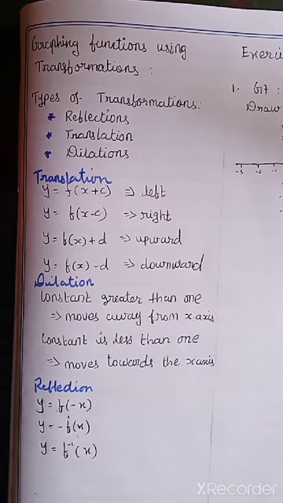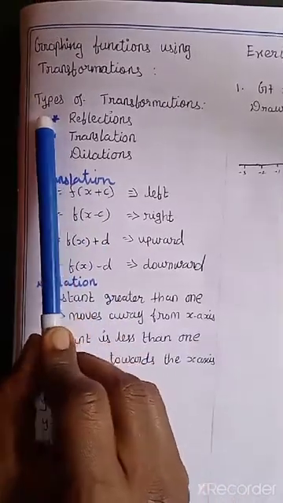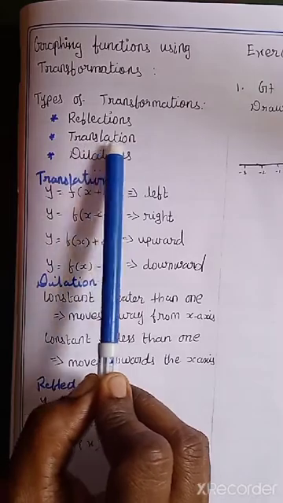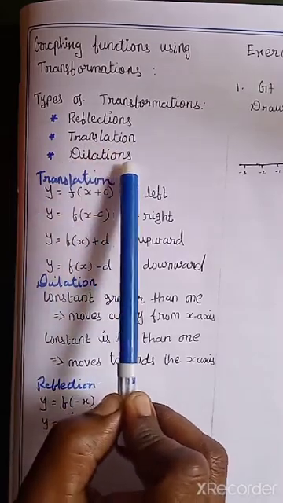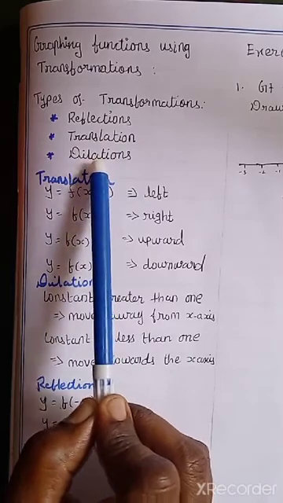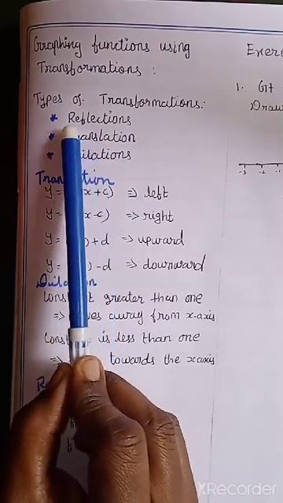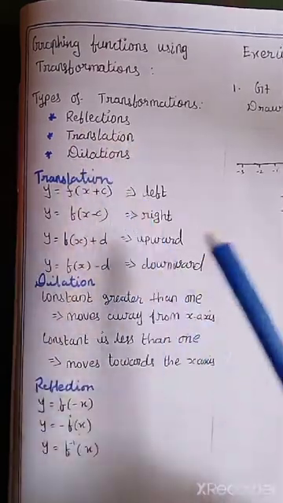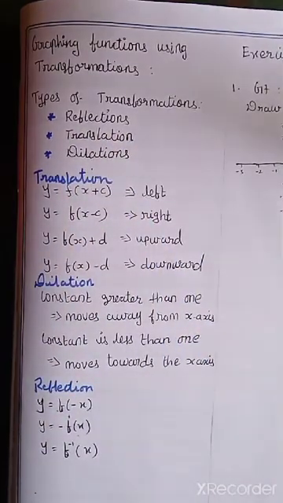Here we have three types of transformation: reflection, translation, and dilation, right? Using these three concepts, we can draw the graph. First, reflection. What does reflecting mean? It is a mirror image. You can say it is a mirror image.